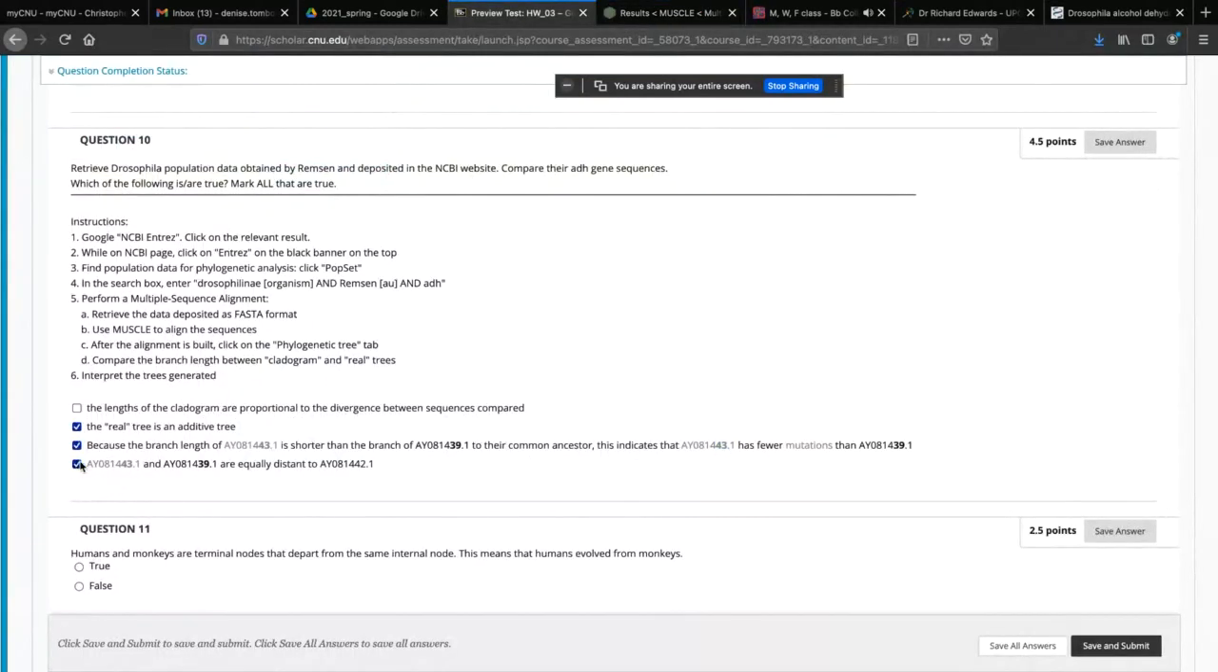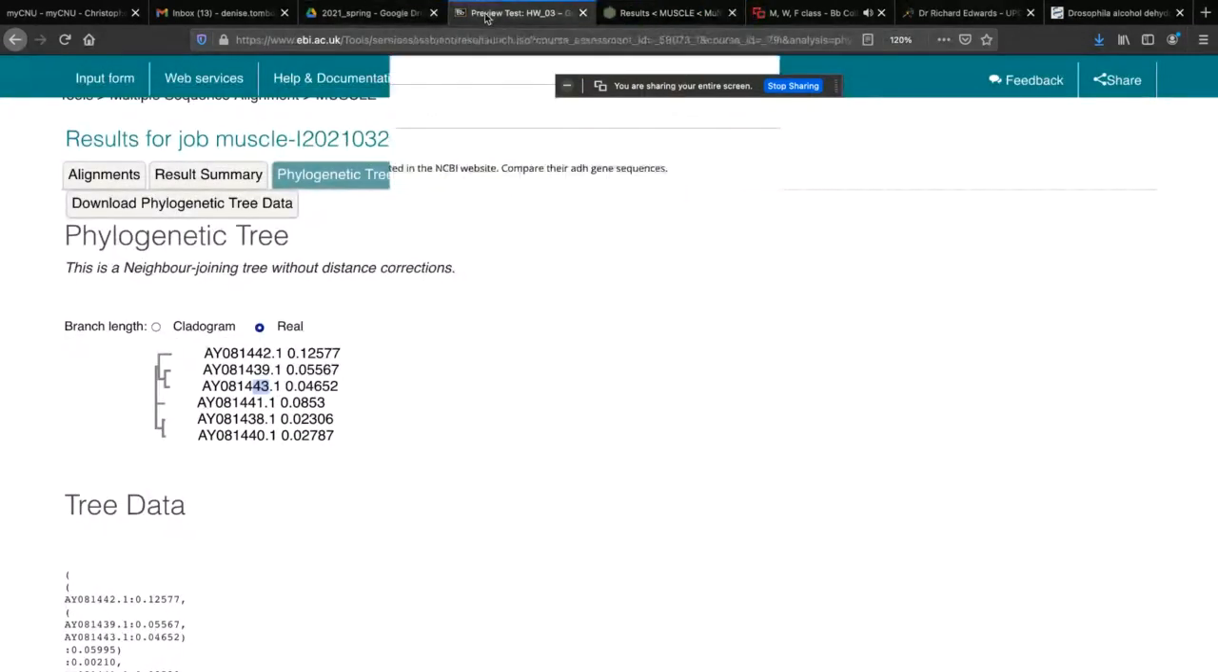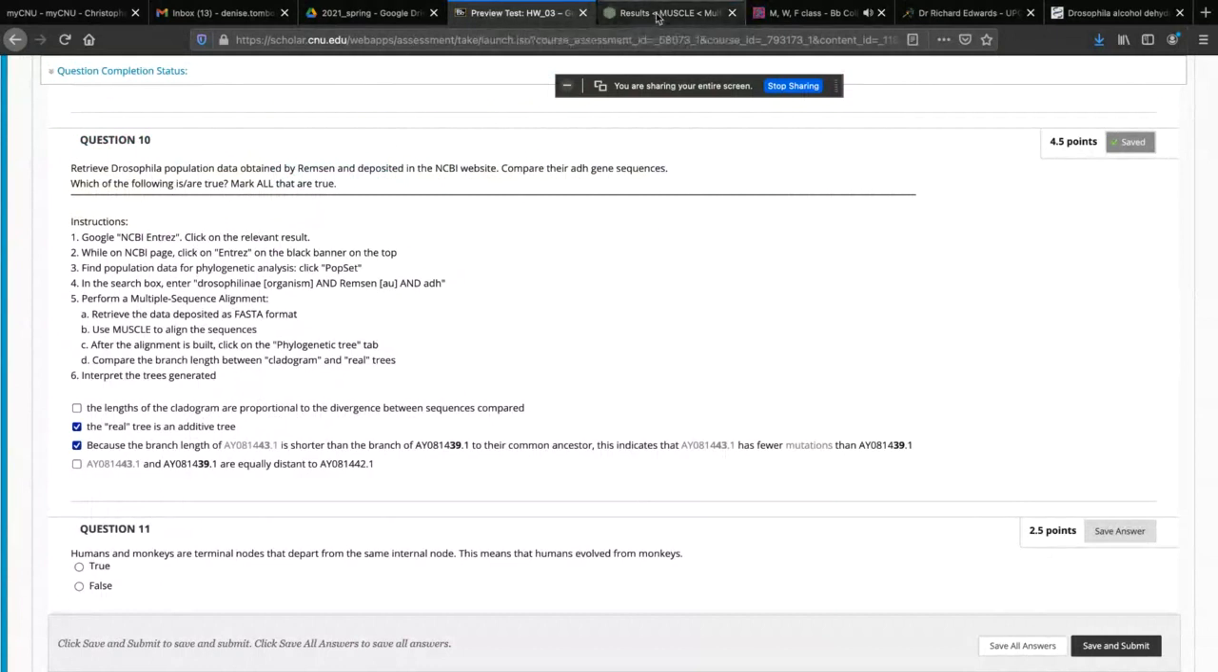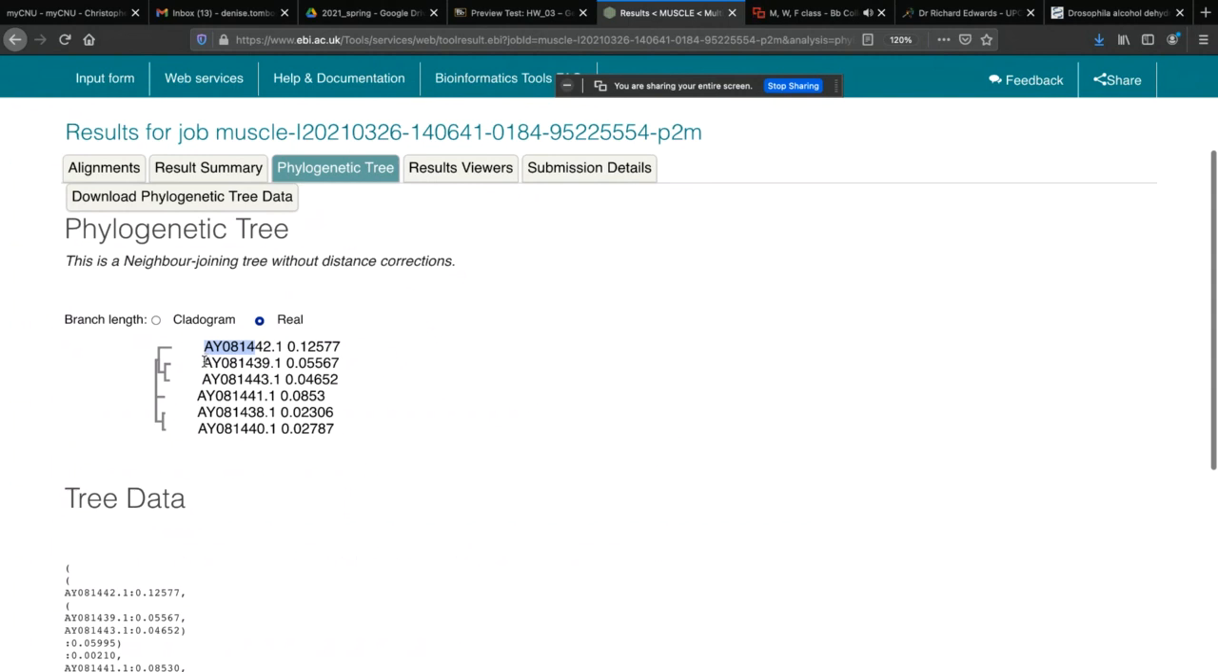And the last one is saying that those two entities are equally distant, to 442. So 442 is this guy here. So when these two branches are the same length, then that would be true. So if that branch and that branch were the same length, then you would say this guy, that's the next one that branches off of that, would be equally distant to this and this.